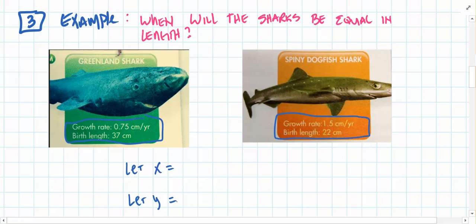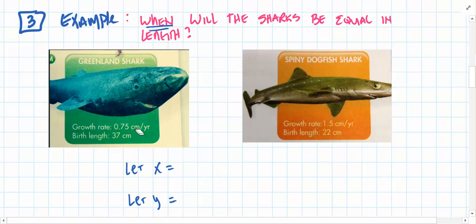Well, I'm comparing length to years, right? It says length to years, and I've been given a growth rate, okay? And that says 0.75 centimeters per year. So you'll notice that this one is 0.75 centimeters per year for the Greenland shark, but this one is 1.5 centimeters per year. But this one's birth length is much larger than this one's birth length, meaning how big the shark is when they're first born.